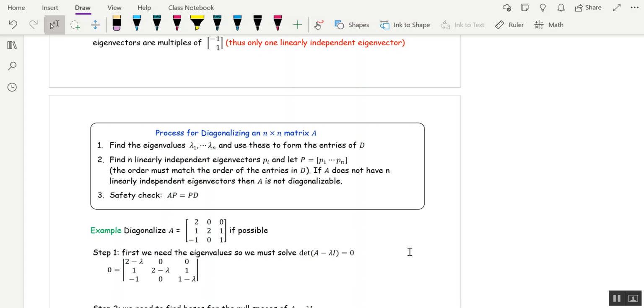And they have to match the way you put the diagonal entries in. So if you put lambda 1 in as the first entry of D, then the eigenvector corresponding to lambda 1 has to go in as the first column of P. And I'll show you exactly what I mean when we do this example here. And then safety check, is AP equal to PD?